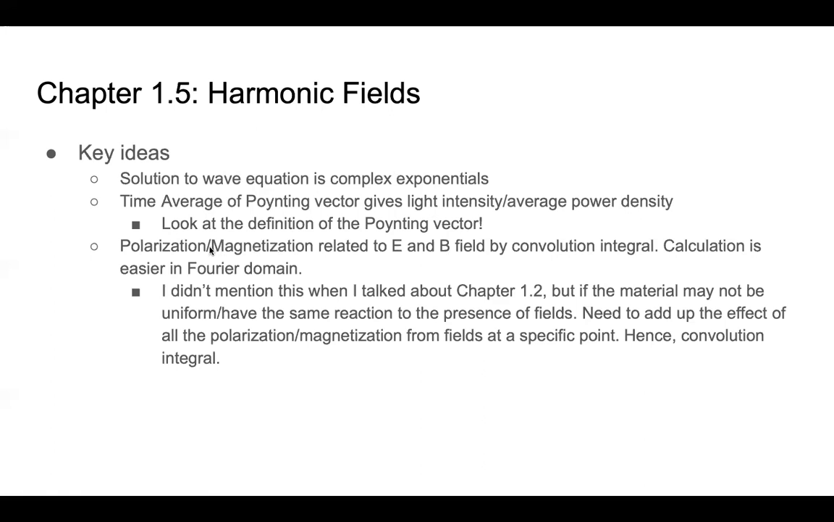And you can relate polarization and magnetization to the E and B fields by the convolution integral, because you can think about it like you take each point in the material, and the E field will cause an effect in that point in the material. Then from that effect, you also need to sum up all the other effects elsewhere in the material. That sum you carry out by doing a convolution integral, and you can calculate it more easily in the Fourier domain.